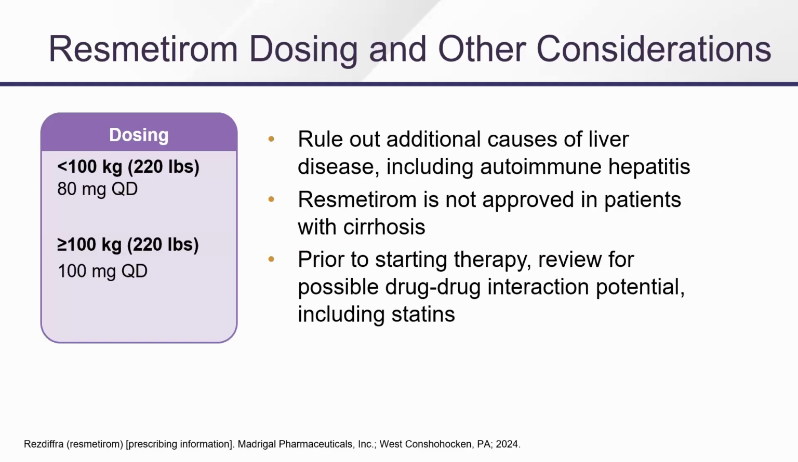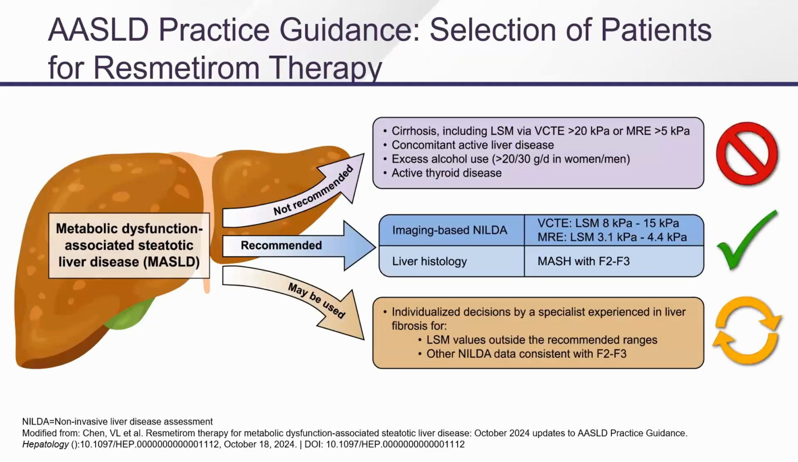I do want to emphasize that resmetirom is approved for patients with F2 and F3 fibrosis, and it is not approved for patients with cirrhosis. And certainly we want to look at drug-drug interactions, specifically at the need for potential dose reduction in statins.